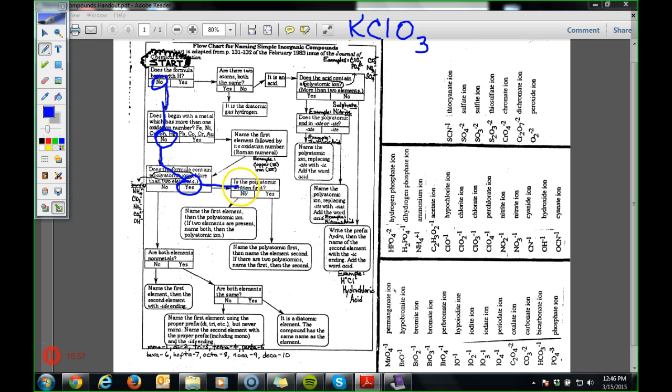Is that written first? No. Potassium is. So then we go here. Name the first element. Potassium. And then the polyatomic ion. And we just said ClO3 is chlorate, so this would be called potassium chlorate. We have gone through most of these. Here, if the polyatomic is written first, then you name the polyatomic, then the second element. If there are two polyatomics, you just name both of them. We've gone through and done just about every one of these boxes.